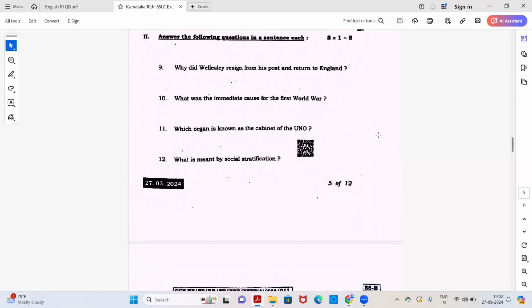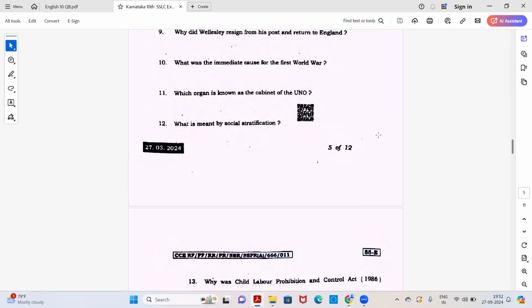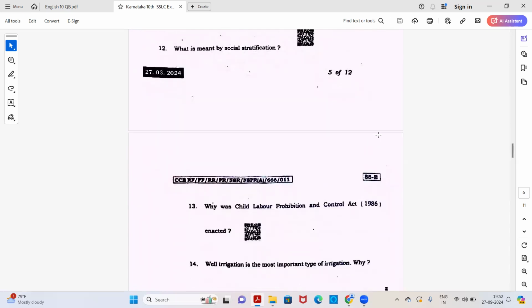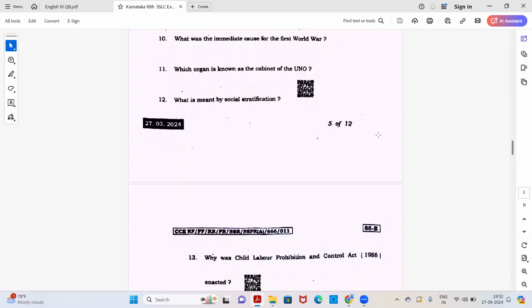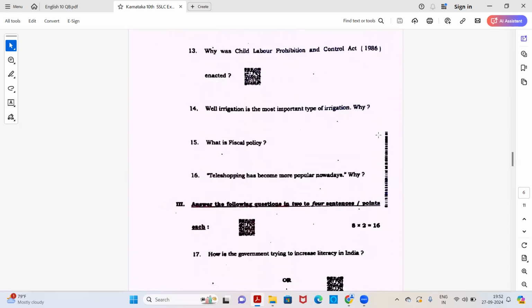The question numbers are continued here in the question paper. The first question here is: Why did Wellesley resign from his post and return to England? What was the immediate cause for the First World War? Which organ is known as the Cabinet of the UNO? What is meant by social stratification? Why was the Child Labor Prohibition and Control Act 1986 enacted?